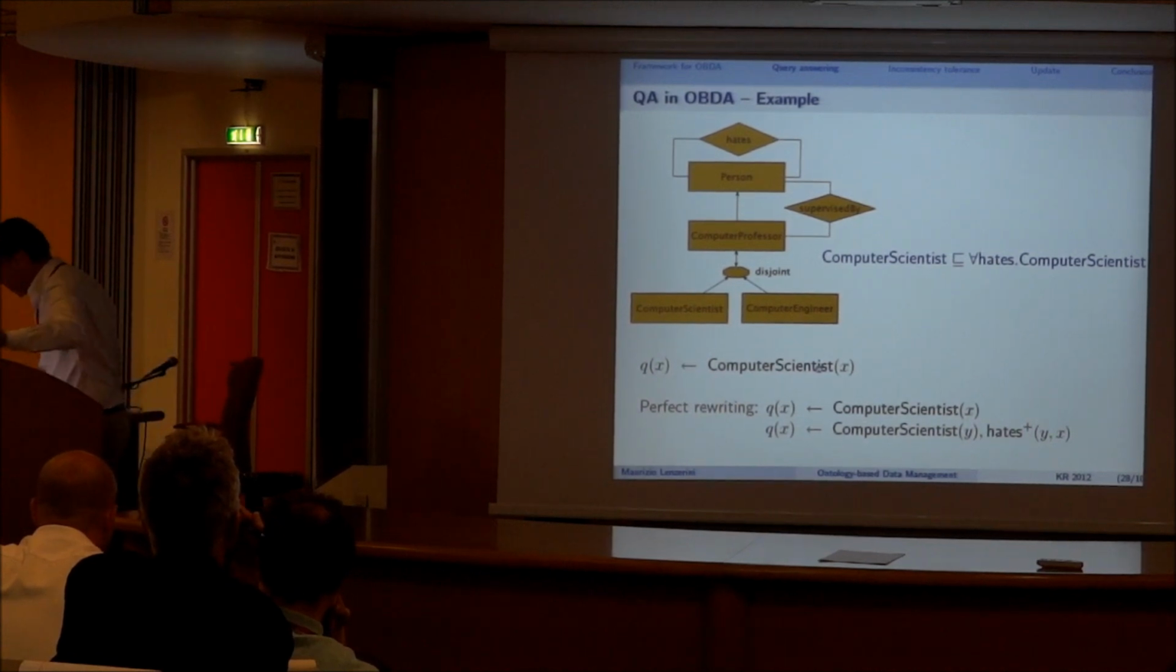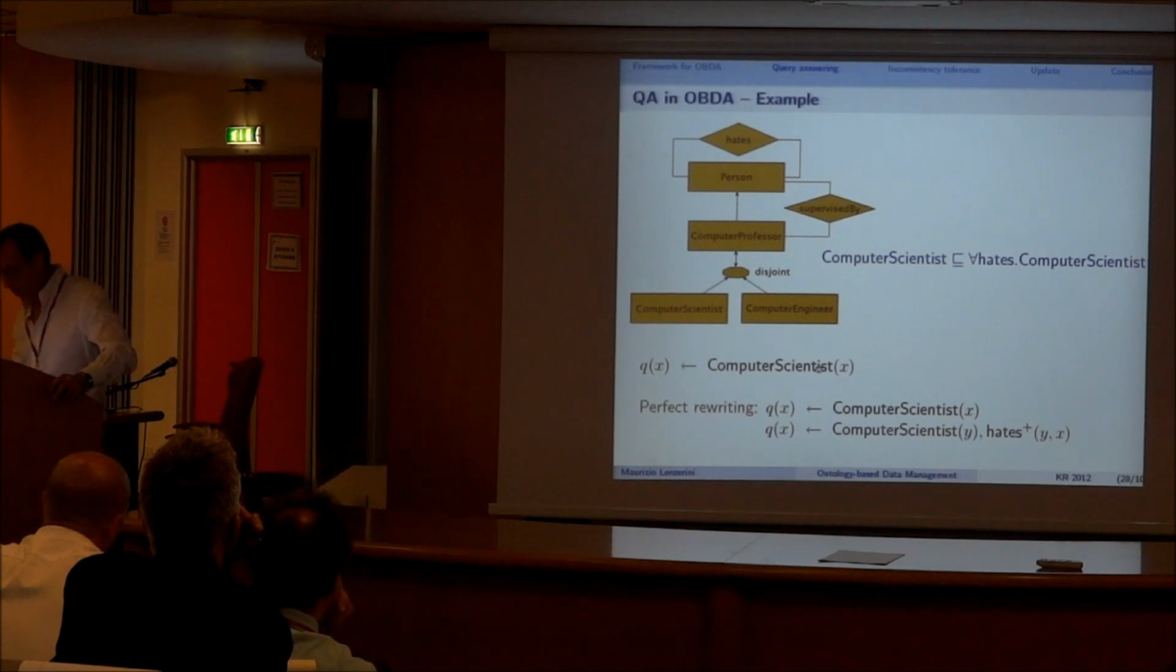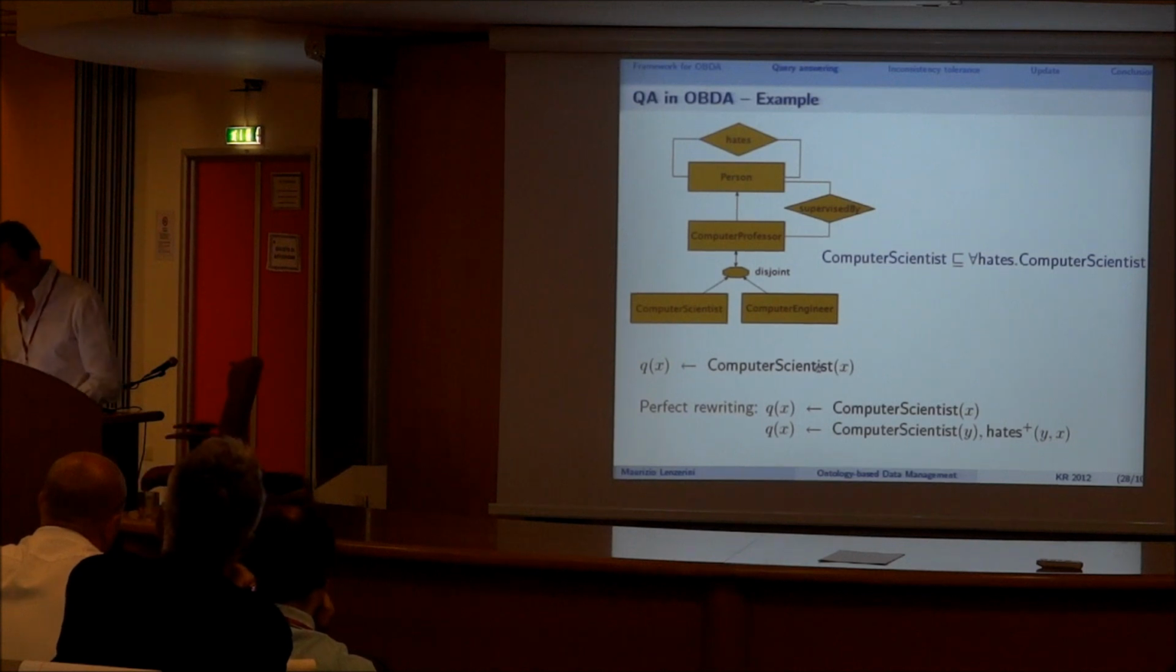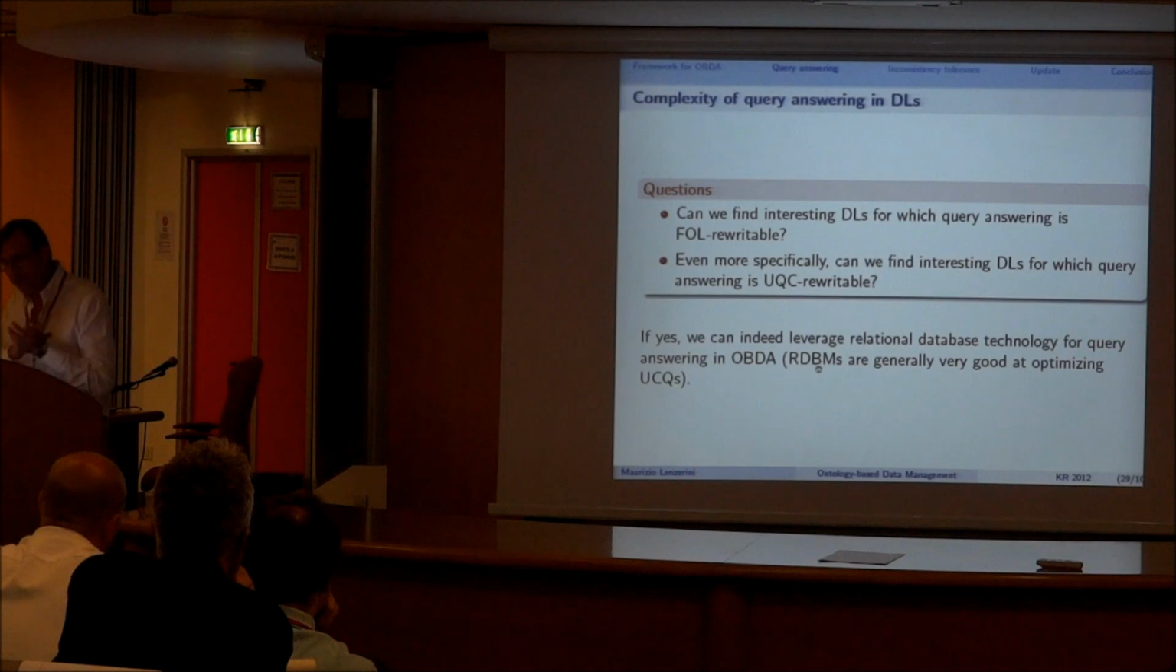Because the perfect rewriting is the union of computer scientists and the union of computer scientists y, hates plus, which means the recursive closure, the transitive closure of hates with respect to y, x. And this is because of the axiom of the ontology. In order to get a certain answer, you need the transitive closure, which is not expressible in first-order logic.